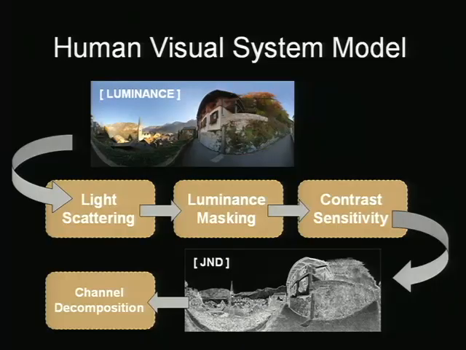So here you can see the main building blocks of our model. The input to our model is image luminance, and we simulate various mechanisms of the human visual system, like the scattering of light in the eye's optics, the nonlinear perception of luminance, spatial frequency dependency of contrast sensitivity, and the frequency and orientation selectivity of neurons in the visual cortex. And now I'm going to go into a little bit more detail for each of these mechanisms.